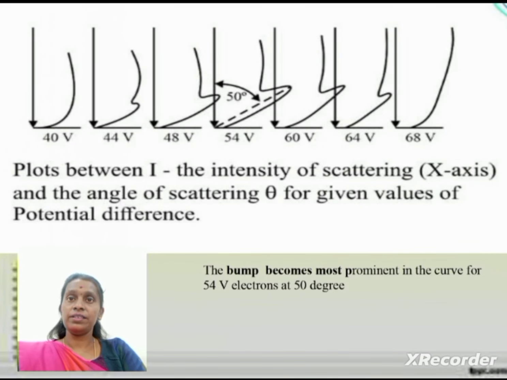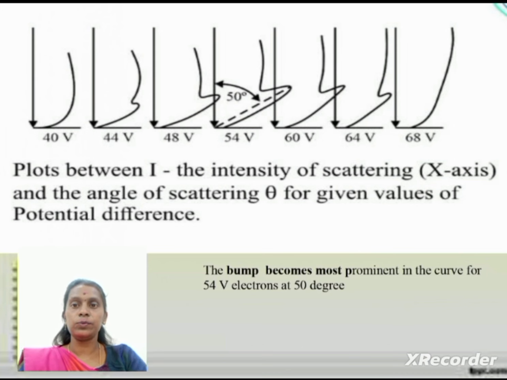Davisson and Germer plotted a graph, taking the angle between the incident and scattered direction of the electron beam in degrees along the y-axis and the intensity of the scattered beam at different values of accelerating potential along the x-axis. Until the accelerating voltage is 40, the graph remains fairly smooth. There is no significant change. Then, when the accelerating voltage becomes 44 volts, a bump appears on the curve.